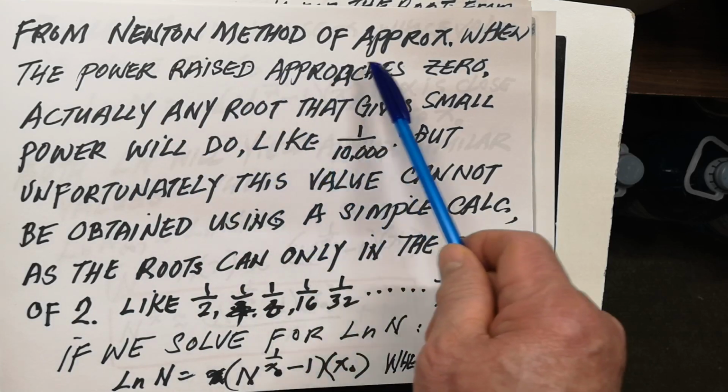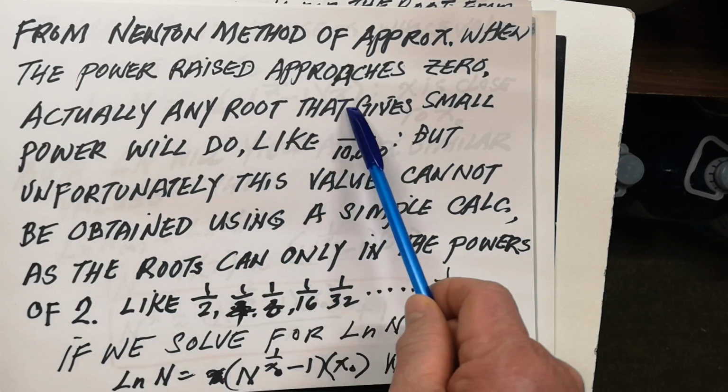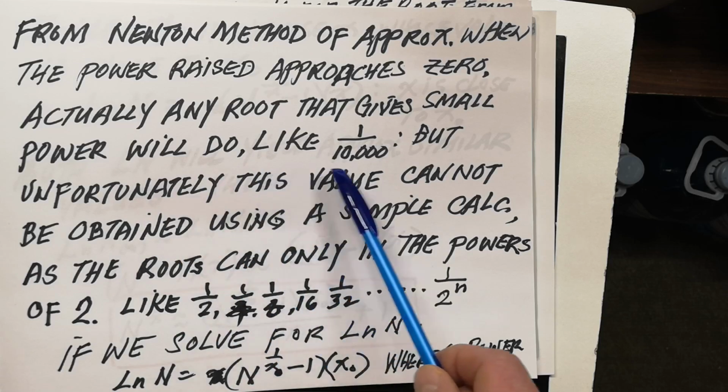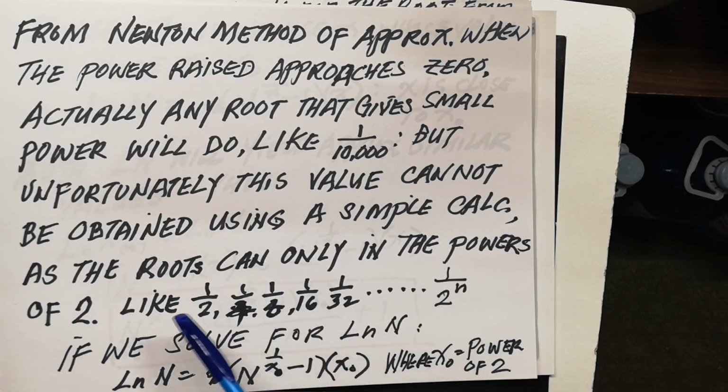When the power raised approaches zero, actually any root that gives a small power will do, like 1 over 10,000. But unfortunately, this value cannot be obtained using a simple calculator, as the root can only be in the powers of 2, like 1 half, 1 fourth, 1 eighth, 1 sixteenth, 1 thirty-second, 1 over 2 raised to the n. If we solve for ln of n is approximately equal to n raised to the 1 over x sub 0 minus 1 multiplied by x sub 0, where x sub 0 is a power of 2.